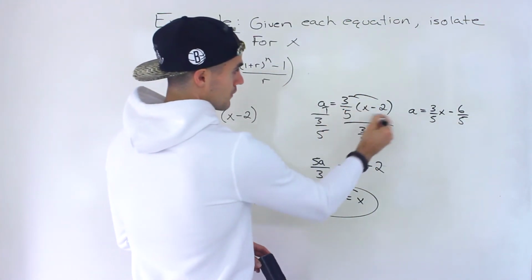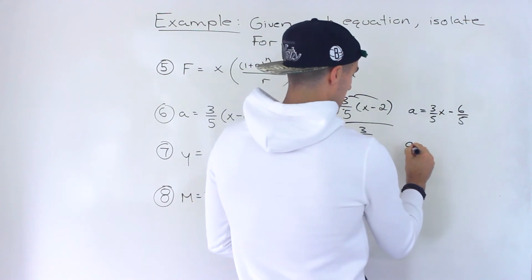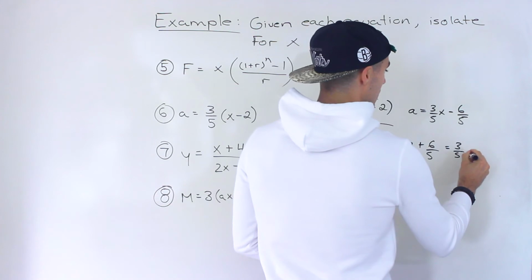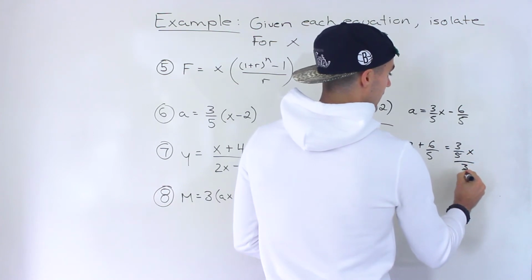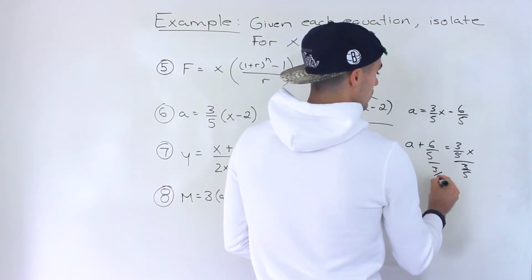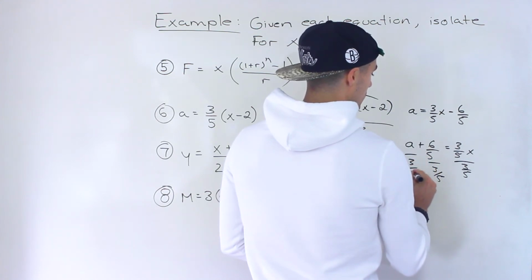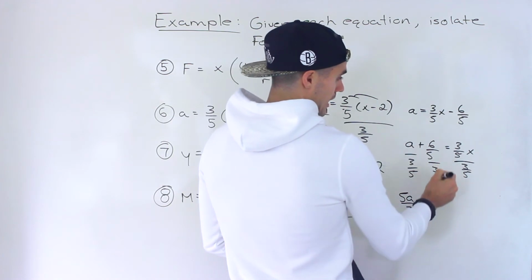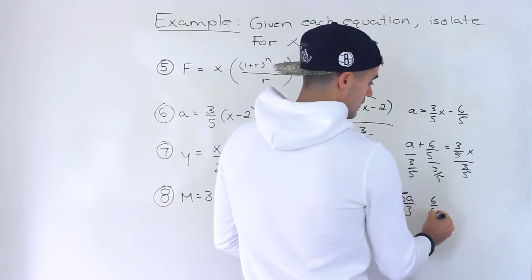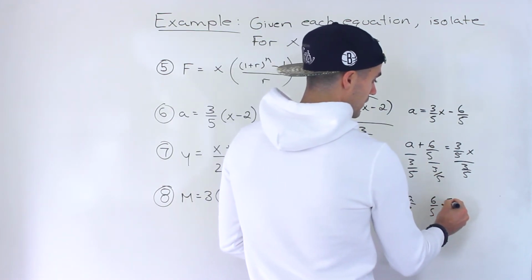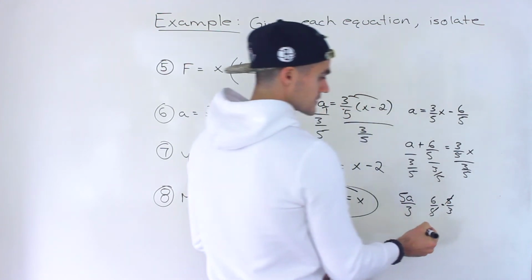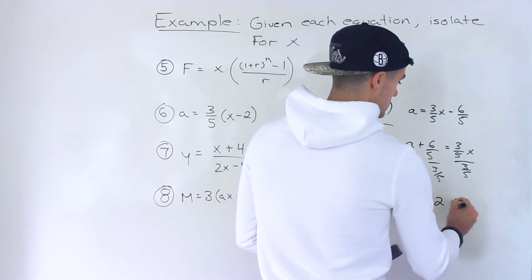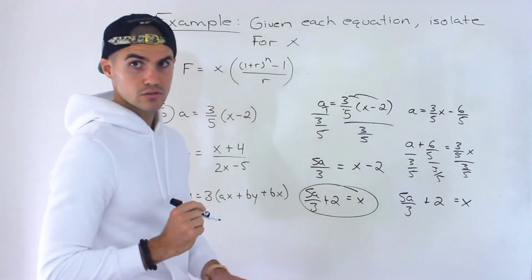If we take the 3 over 5, multiply by these two, bring this over, we'd have a plus 6 over 5 equals 3 over 5x. But then you'd have to divide everything by 3 over 5. This by 3 over 5, and this by 3 over 5. We know this already is 5a over 3. And then 6 over 5 divided by 3 over 5 would be like multiplying by 5 over 3. Notice the 5's cancel out. 6 over 3 ends up being 2. So we end up with that same solution there.